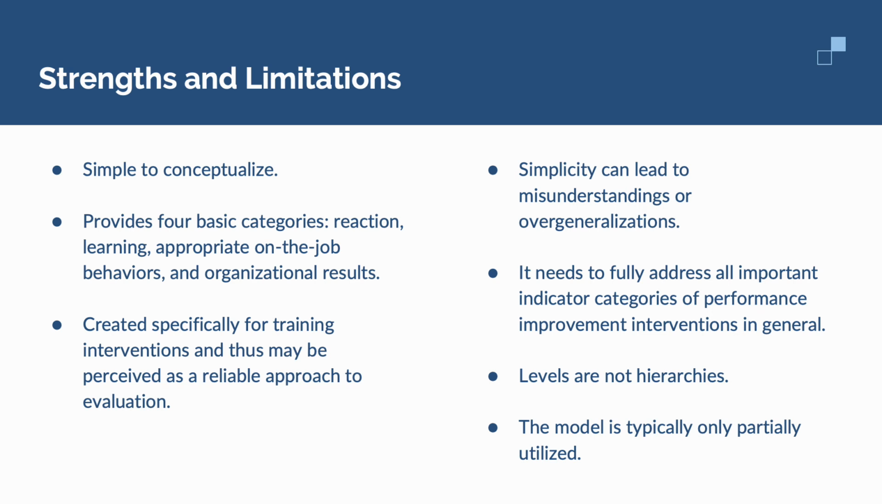Next, it needs to fully address all important indicator categories. When you are evaluating performance on whether a learning system is useful, what are the performance indicators and are they actually being measured? Last, levels are not hierarchies. While the image is a pyramid, there does seem to be a disconnect between those levels. They don't always tend to build onto each other, especially between level 3 and level 4. And oftentimes, the model is typically only partially utilized. Typically, levels 1, 2, and 3 are the most commonly used.